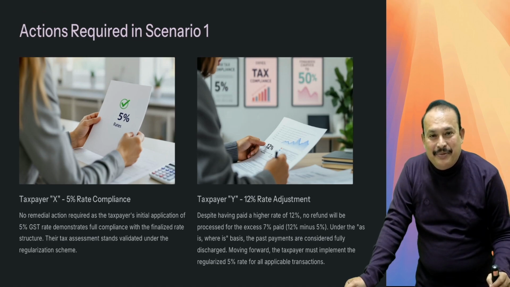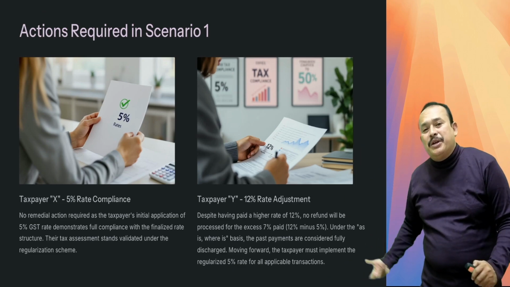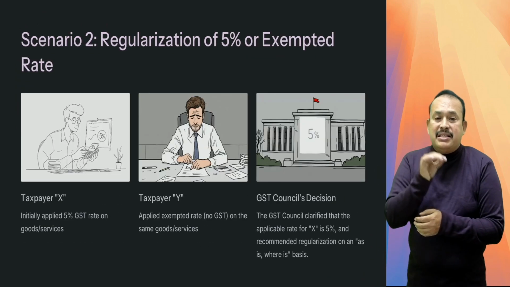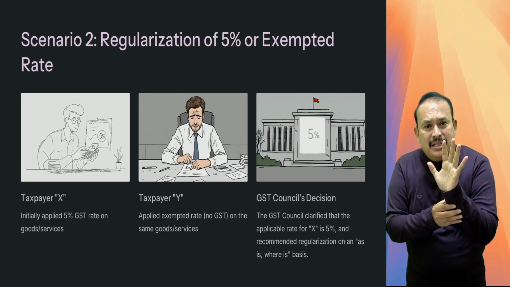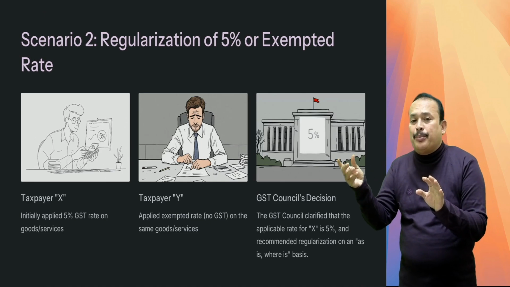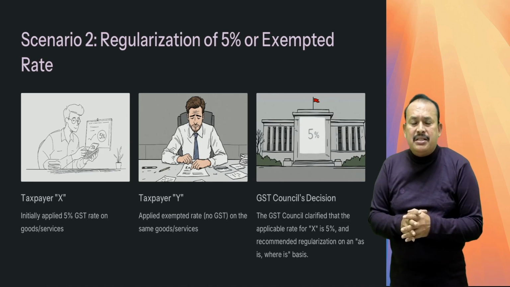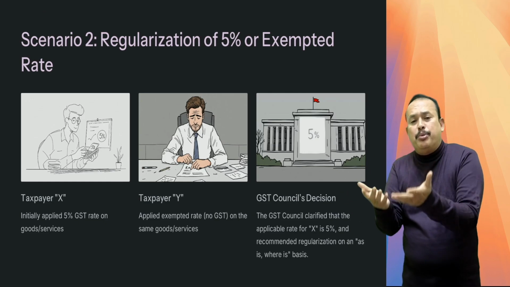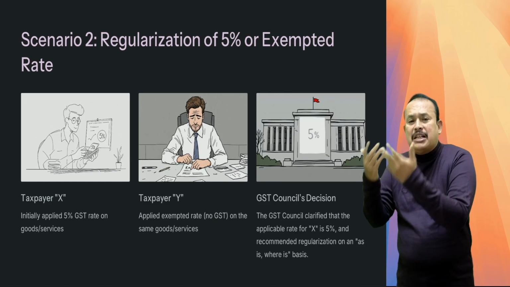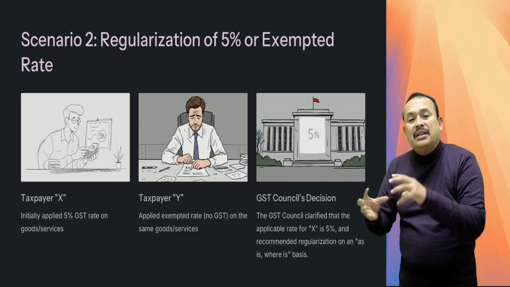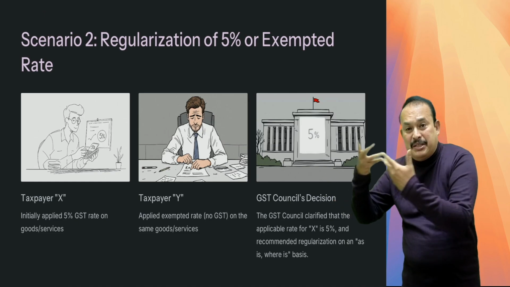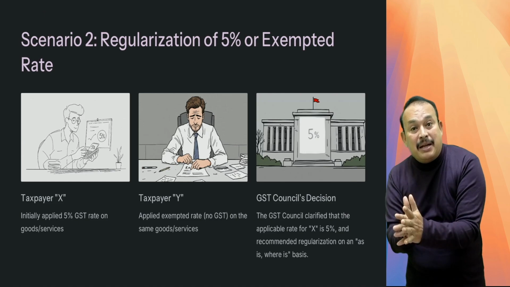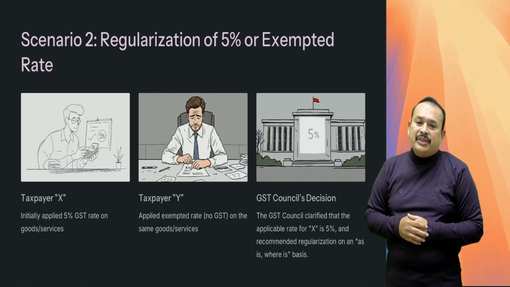Is it clear, my dear friends? Coming to scenario number 2, regularization of 5% or exempt supply. For a given product or service, some of the taxpayers pay 5%. For the same product or service, some taxpayers claim exemption, because of this ambiguity, whether 5% applies or a nil rate applies.